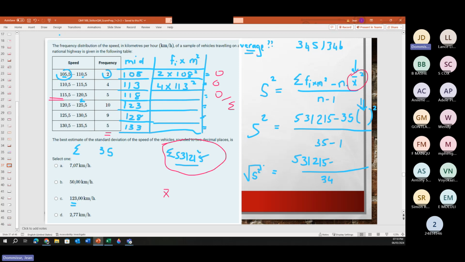I will go and check some of the photos that were sent on the group as well. Maybe one of them has that component in. So I will just go and look. Okay, so how did that sentence end? They say the frequency distribution of the speed in kilometers per hour of a sample of vehicles travelling on a national highway.